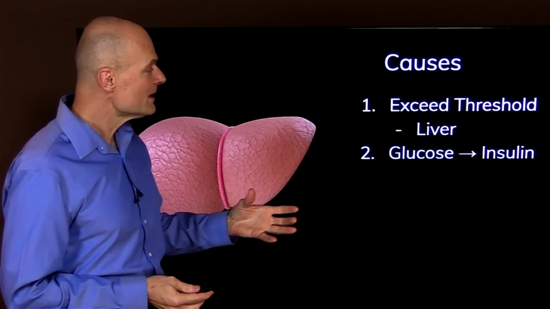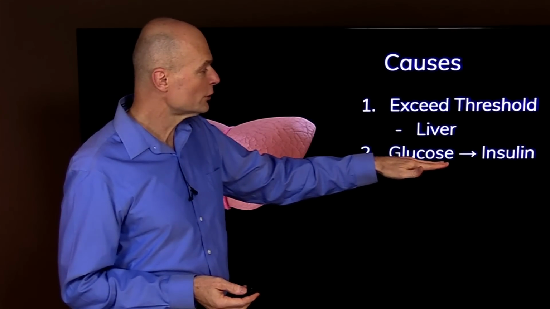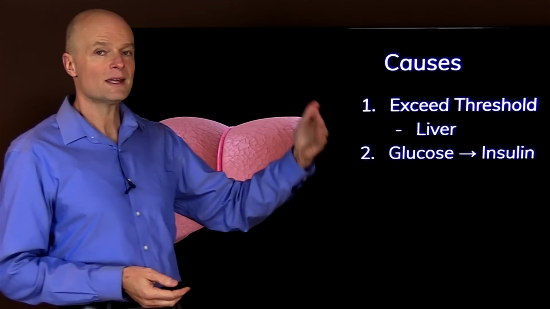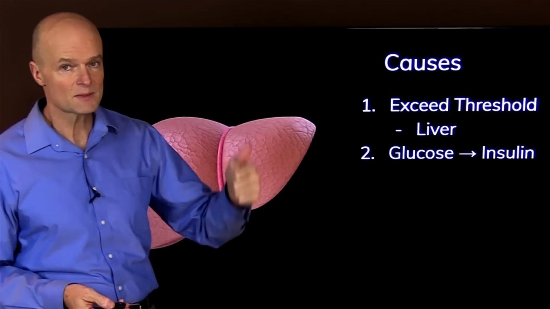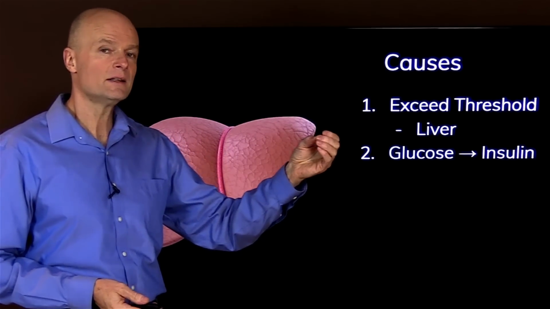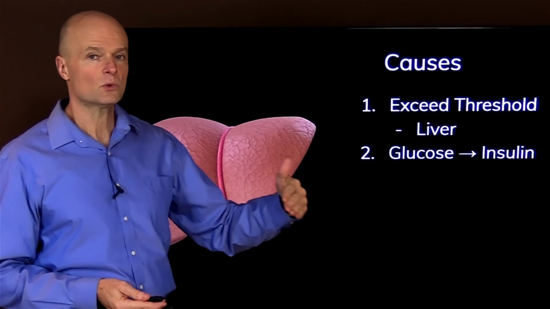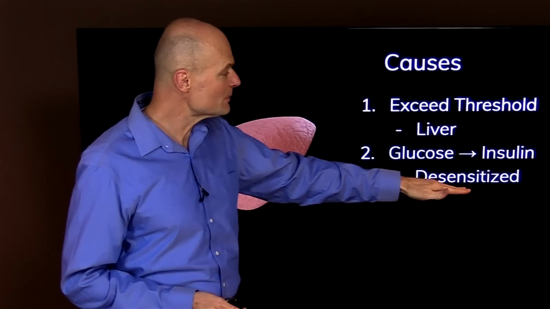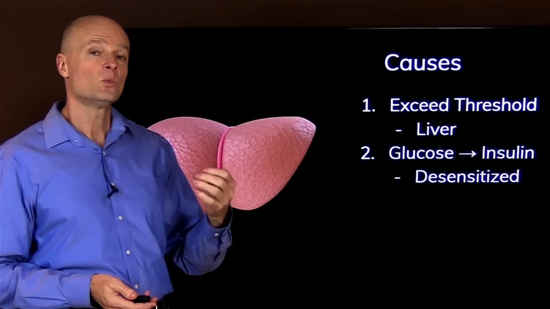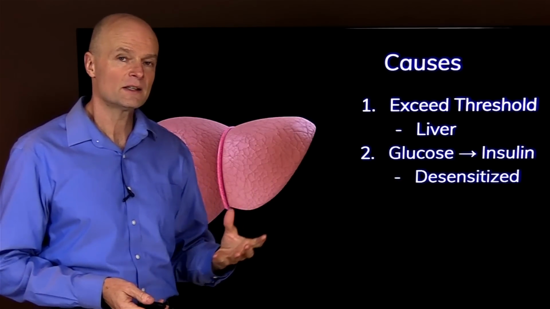The second thing is when we chronically eat too much glucose. That raises blood sugar, triggers insulin, and when we have high insulin levels for years or decades, now the cells become desensitized, which is another way of saying insulin resistant.